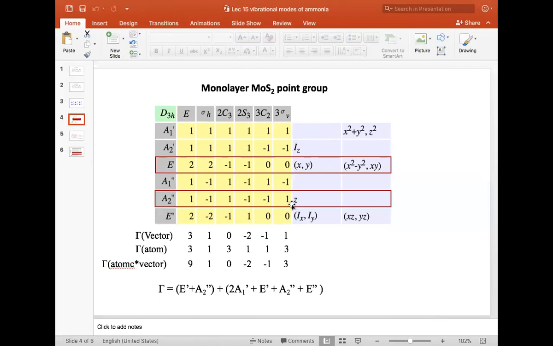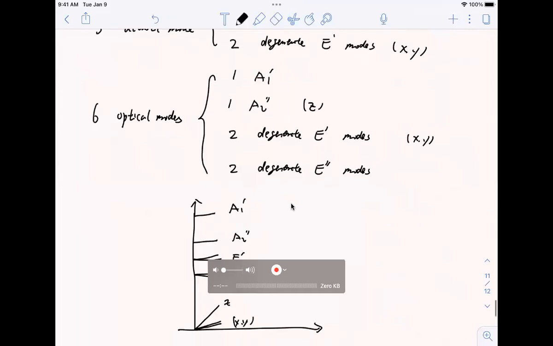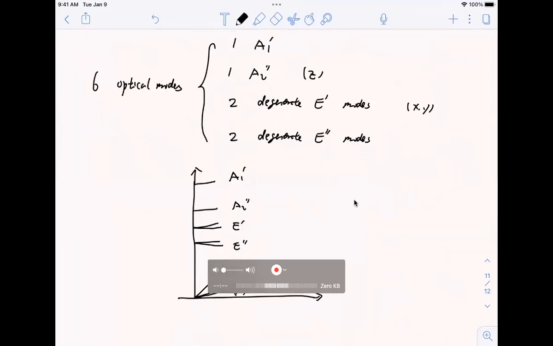A1, this is Raman. I don't know this. E prime. This will be XY. Okay. So you expect something like this. You expect something like this.